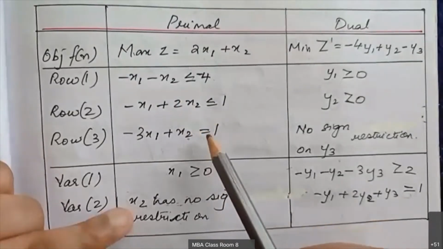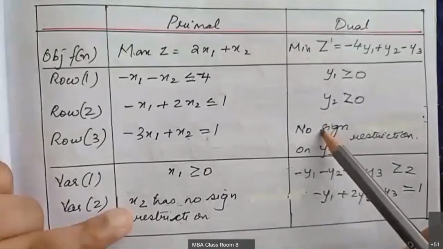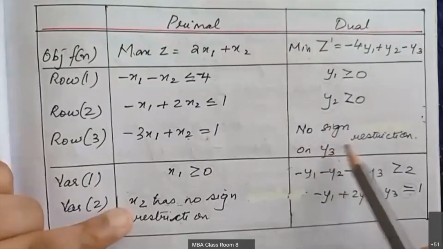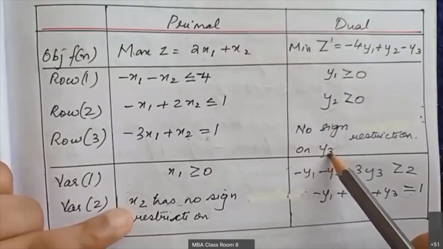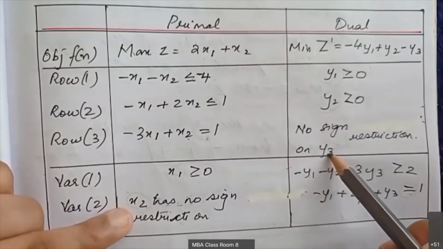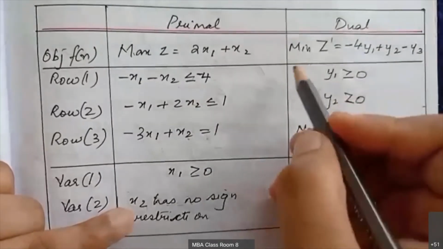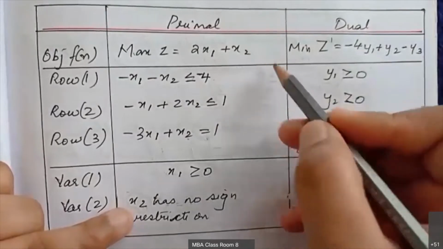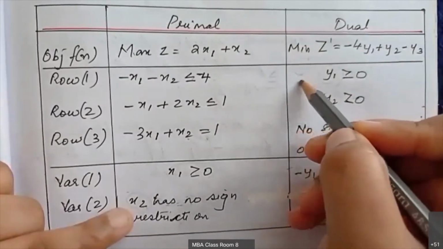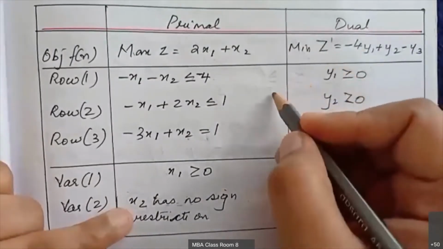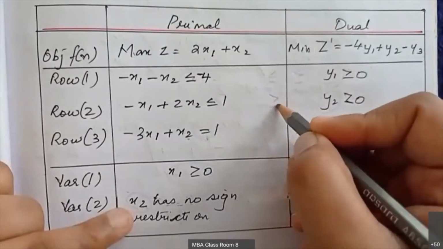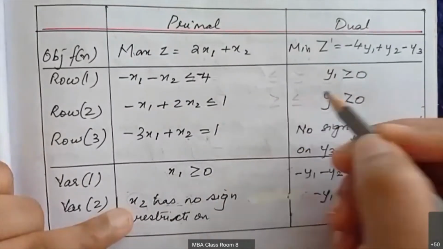So the third variable in the dual will have no sign restriction on Y3. This is how it will be formed. Then if it is less than or equal to in the primal, in the dual it will be greater than or equal to. Vice versa, if it is greater than or equal to in the primal, then it will be less than or equal to in the dual.